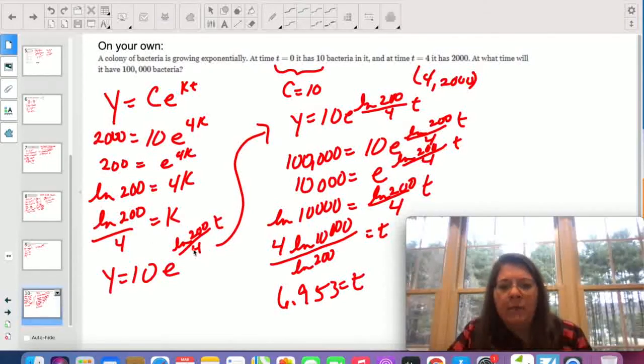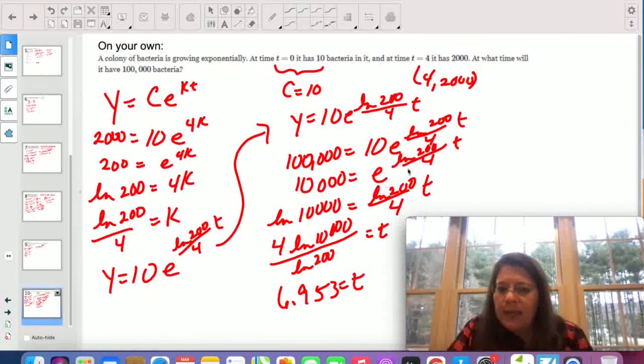And then I plug that back into the original equation. So y equals 10 is still our initial amount. E to the natural log of 200 over 4, t. And then I take that equation and I plug in the 100,000 bacteria for our y value, because that's how much we have after a certain amount of time. We're trying to find the time that happens. So 100,000 divided by the 10 is 10,000.